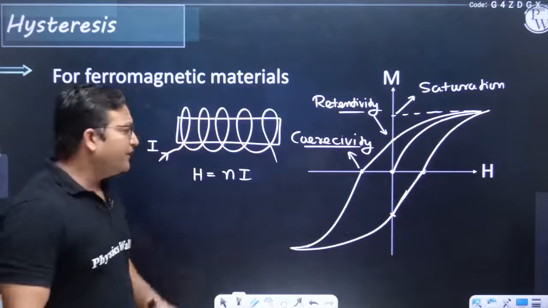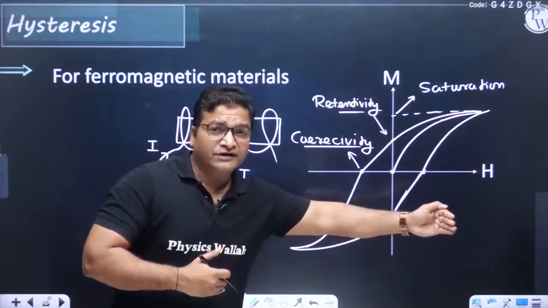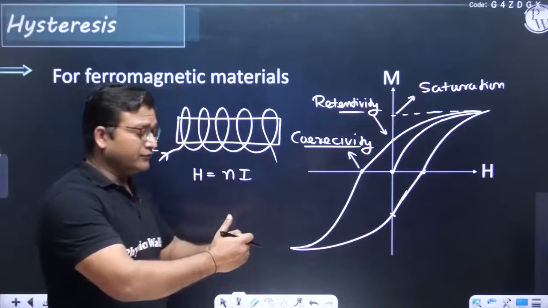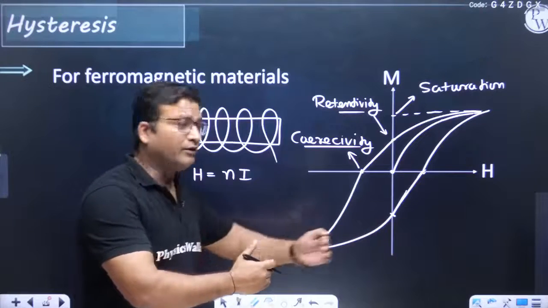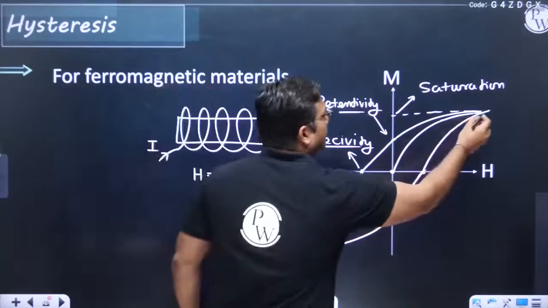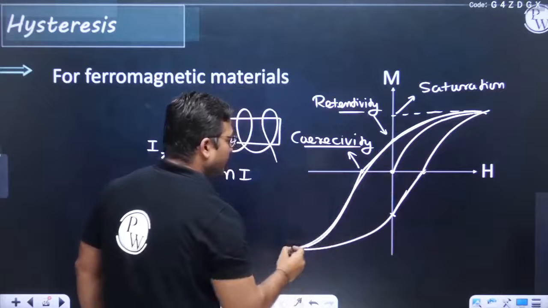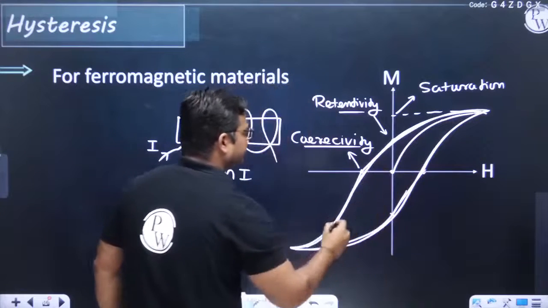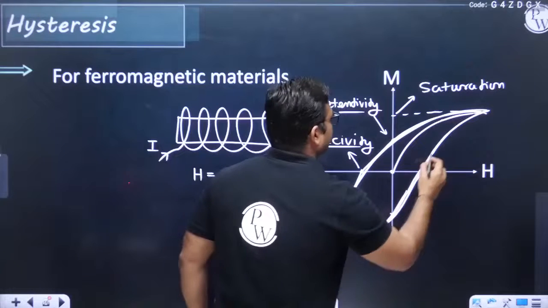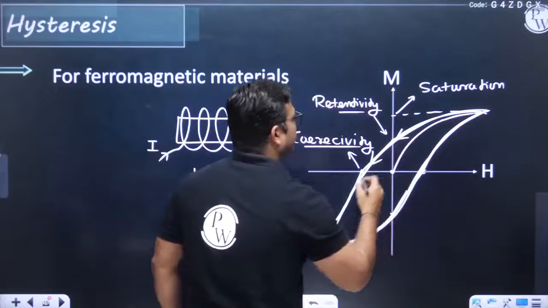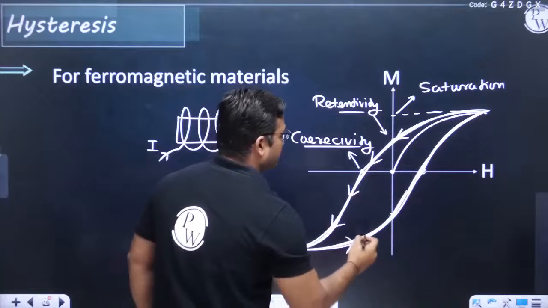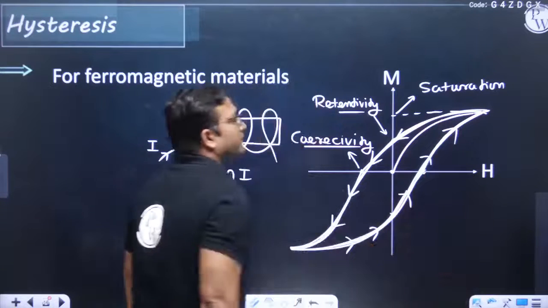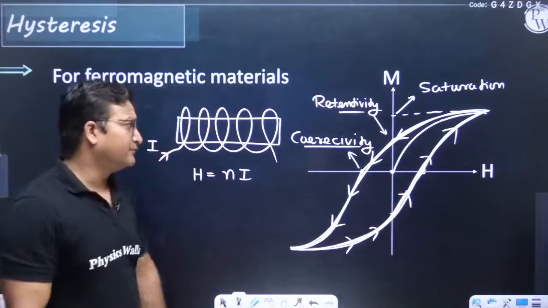Now if we keep on increasing the current in the positive direction, decreasing to 0, then increasing the current in the negative direction and decreasing to zero, and we keep this cycle on and on, this loop is followed. This loop is called the hysteresis loop.